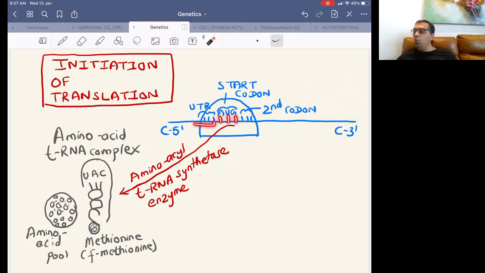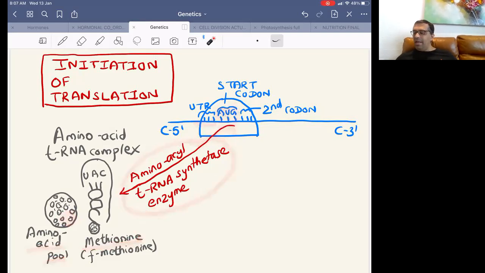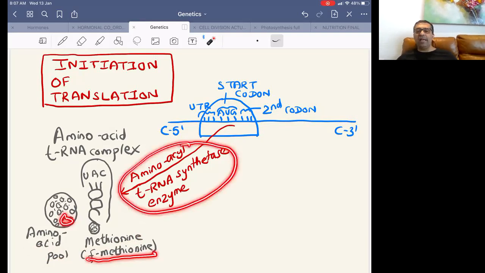Then comes AUG. AUG is the start codon. It is read by amino acid tRNA synthetase. And for AUG, the first amino acid in the amino acid pool, methionine, gets activated. Methionine is the start amino acid. By the way, that is in eukaryotes. If it is a prokaryote, F-methionine, formylated methionine, gets activated by amino acid tRNA synthetase.